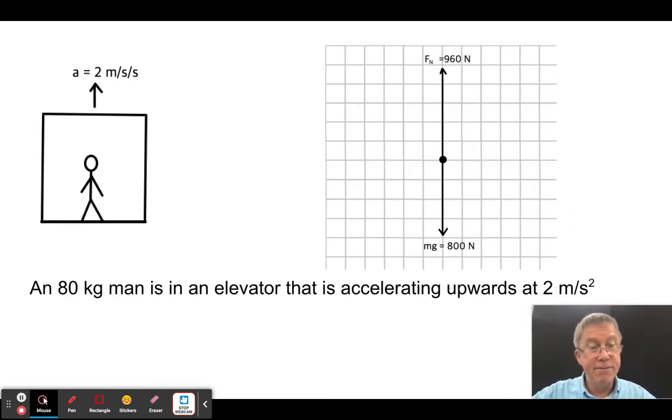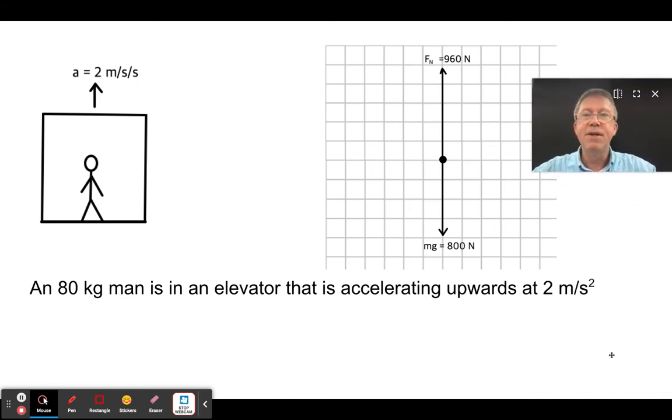Okay, now let's try an elevator problem. I love my elevator problems. I've got an 80-kilogram person standing in an elevator, and the elevator is accelerating upwards at 2 meters per second squared, and I want to draw a free body diagram representing the forces acting on the person.